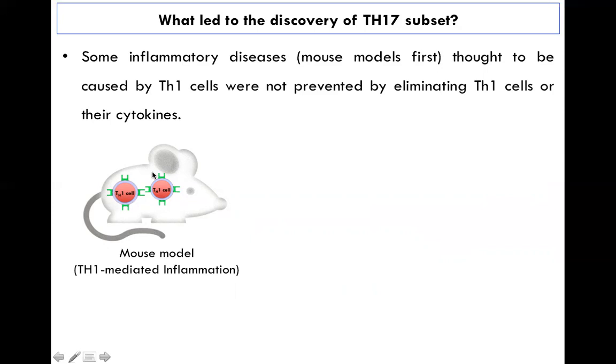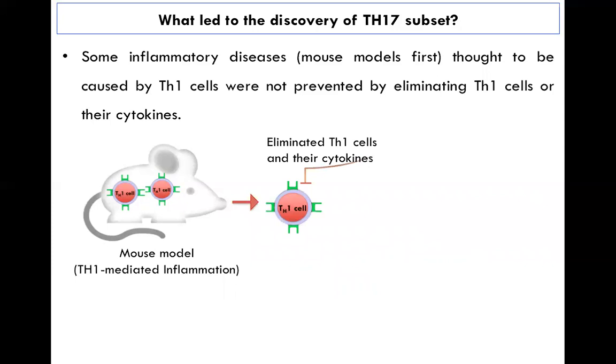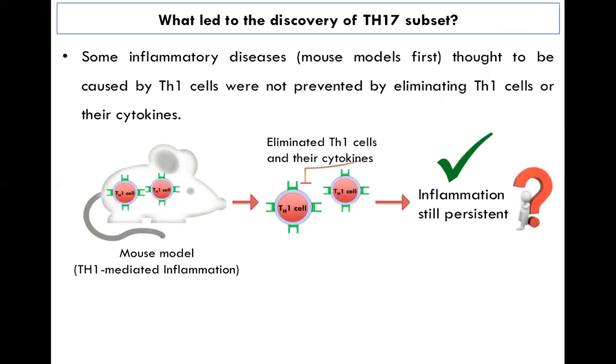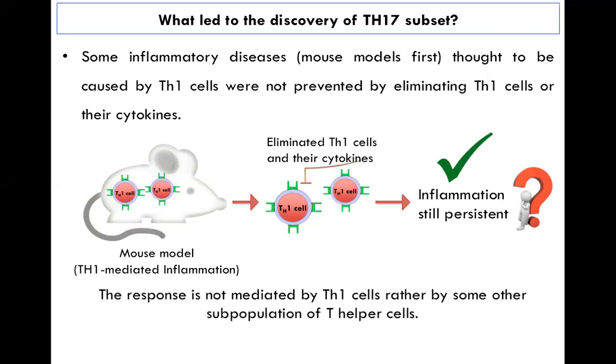So what should happen? If we take them out, we will eliminate these TH1 cells and their cytokines, so that the disease should not happen. But what happened? The inflammation still persisted. So it means that there is something else other than the TH1 cells that also takes part in that kind of inflammation. This response was not completely mediated by the TH1 cells, or there might be some other subpopulation of the T helper cells.